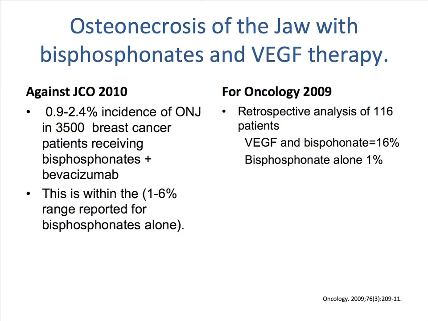So this is the review article in The Oncologist, a retrospective analysis of 116 patients given targeted therapy alone or targeted therapy with bisphosphonates, bisphosphonates alone or bisphosphonates plus targeted therapy. And 16% versus 1%. This was only 5 cases driving this data. And in my opinion, it was somewhat inadequate, because we go over to this breast cancer retrospective analysis of over 3,500 patients, and the incidence 0.9 to 2.4% for the combination, compared to 1 to 6% for bisphosphonates alone.